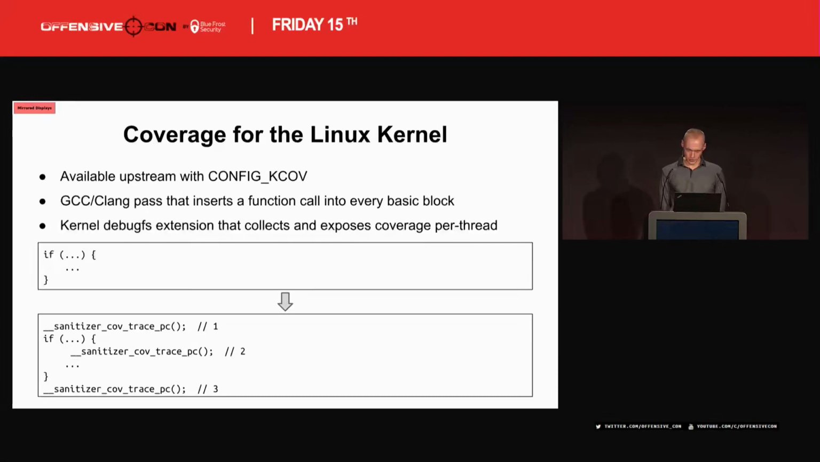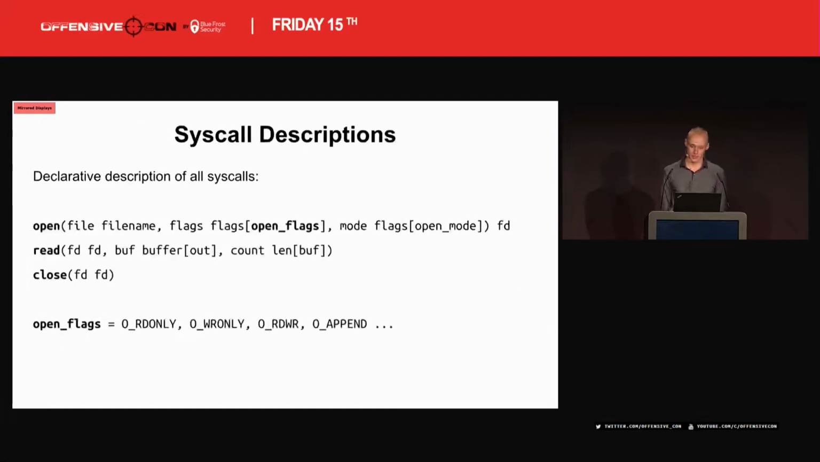One very important thing is that we collect coverage per task, or per kernel thread. If you collect coverage for the whole kernel while you fuzz it, there's a lot of noise in there. The idea is you collect coverage only for the thread that actually issues syscalls and does the fuzzing.